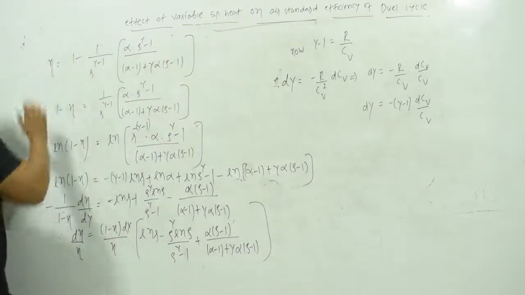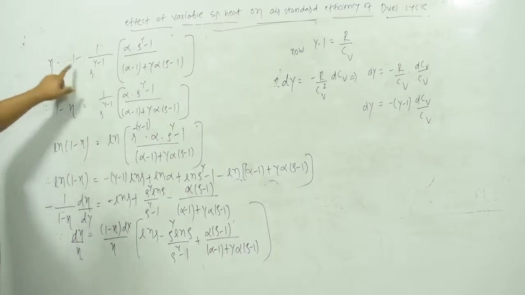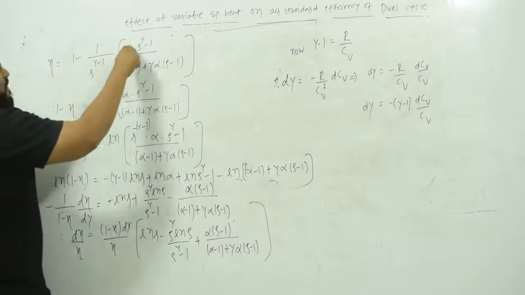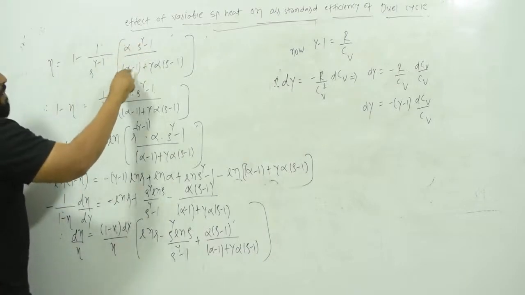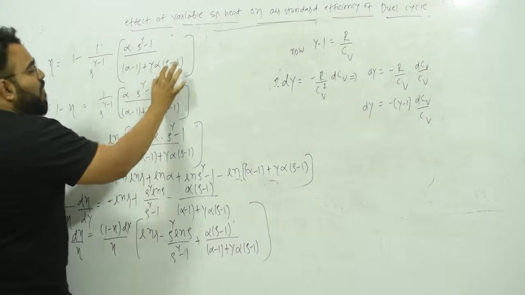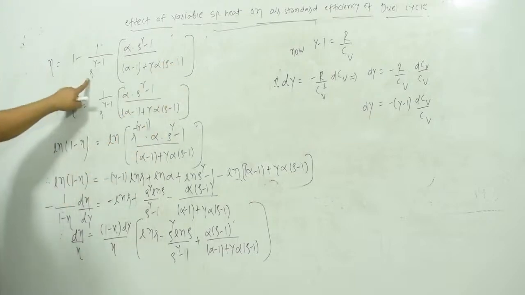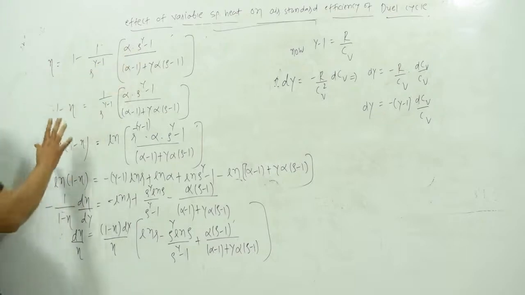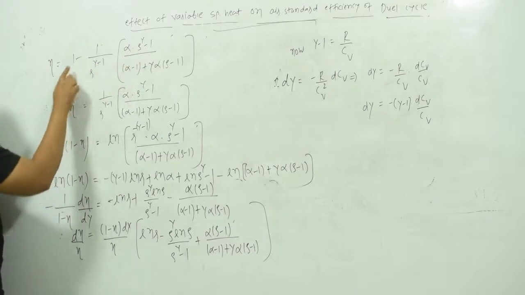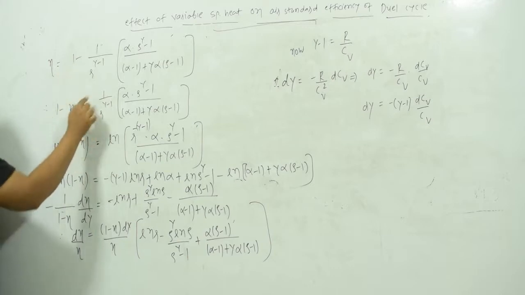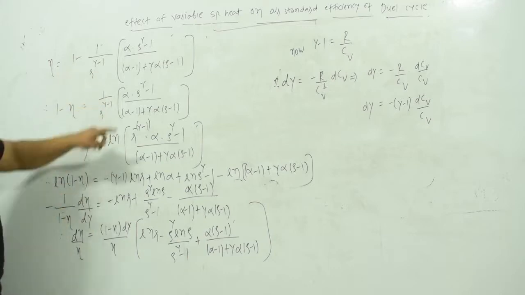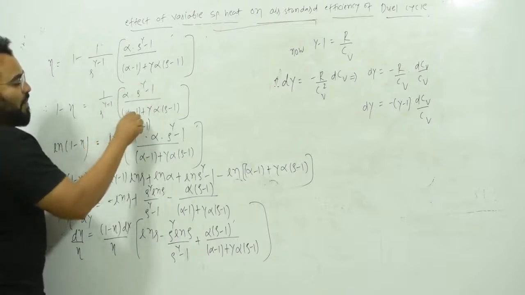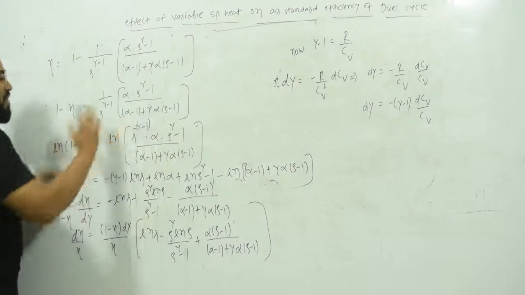So we will start from here: the efficiency of the dual cycle is given by 1 minus 1 upon r raised to gamma minus 1, bracket alpha into rho raised to gamma minus 1 upon alpha minus 1 plus gamma alpha rho minus 1, where r is the compression ratio, rho is the cut-off ratio, and alpha is the pressure ratio. Now first we will rearrange the terms. Can I write 1 minus eta is equal to 1 upon r raised to gamma minus 1, bracket alpha into rho raised to gamma minus 1 upon alpha minus 1 plus gamma alpha rho minus 1.